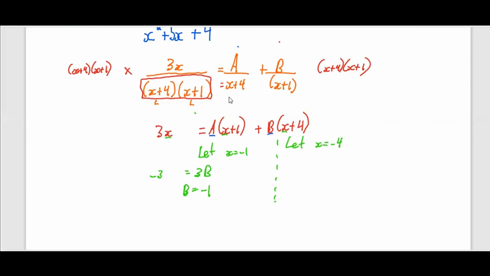So 3 times -4 is -12. Well, you know this is going to disappear, obviously, but that was the idea. So -4 plus 1 is -3. So you get -3A, right? And you solve for A, so A will equal 4. And we have solved for our constants using the elimination method.